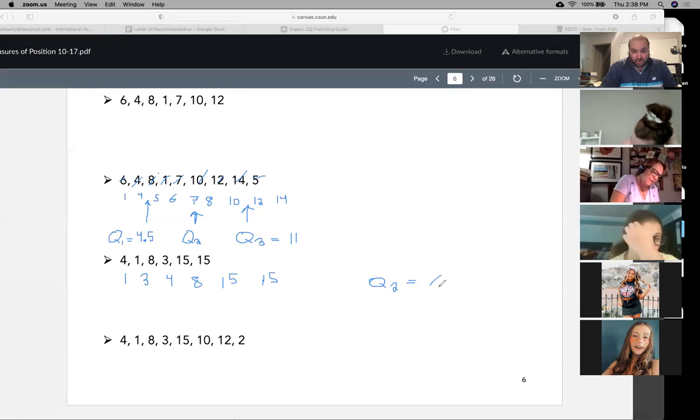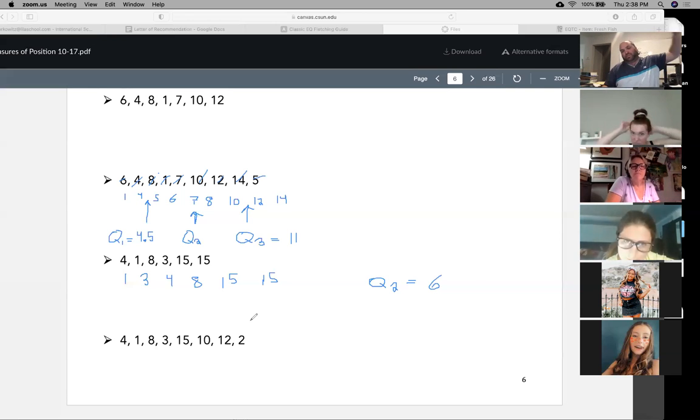Why Q2? Please remind me. Because there's no single middle one, there are 2 numbers. We always get Q2 first, and then we get Q1 and Q3. Could there be a Q4? No, Q1, Q2, Q3 separate the data into 25%, 25%, 25%, 25%.